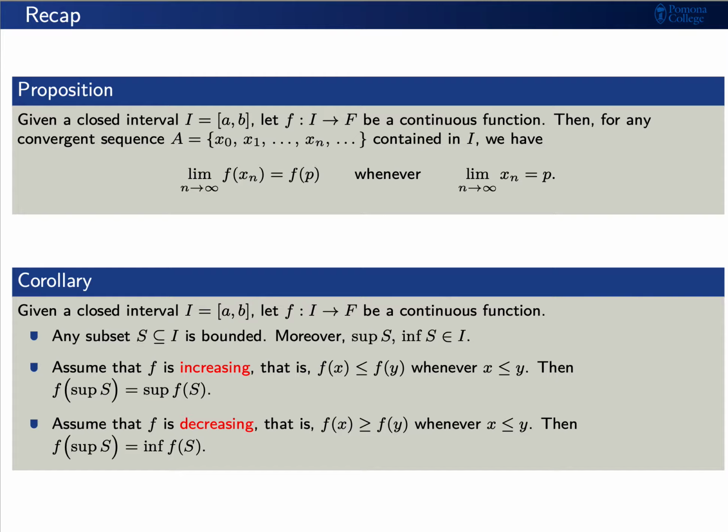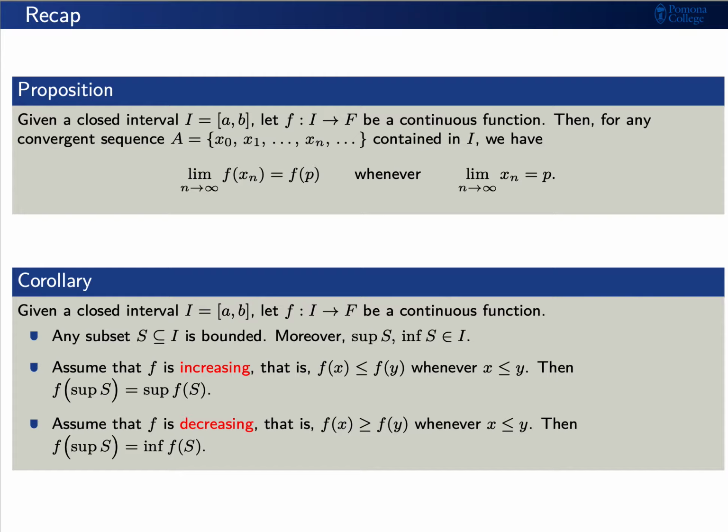Let's say that we have a closed interval I from a to b. Then any subset S of this closed interval is bounded. Moreover, the supremum of S and the infimum of S are both numbers in this closed interval. Let's assume that f is an increasing continuous function. Then f, evaluated at the supremum of capital S, is just the supremum of the set f of capital S.